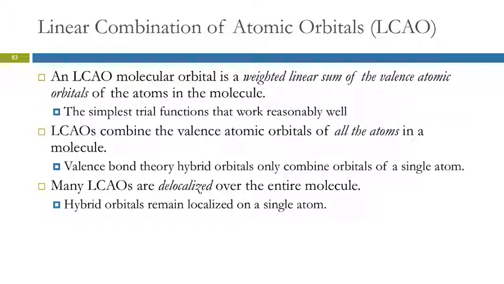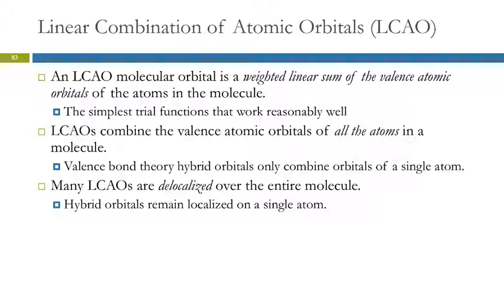So what we're going to do is we're going to look at combining atomic orbitals into molecular orbitals. So LCAO stands for linear combination of atomic orbitals. And so this is a weighted linear sum of the valence atomic orbitals of the atoms in a molecule. So again, we're just looking at valence electrons. This is the simplest trial function that works reasonably well.